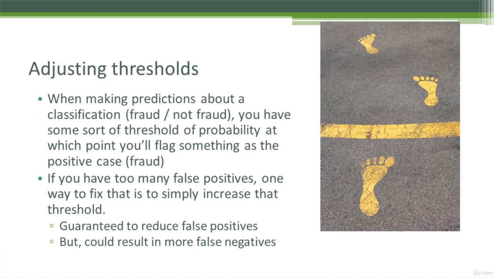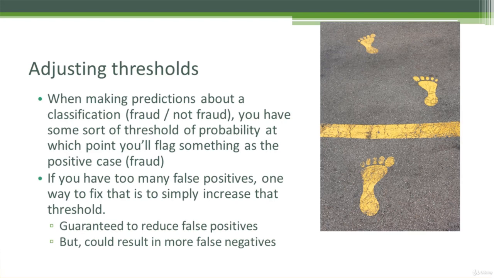A simpler approach, too, is just adjusting the thresholds when you're actually making inferences and applying your model to the data that you have. When you're making predictions for a classification, say fraud or not fraud, you're going to have some sort of threshold of probability at which you say, okay, this is probably fraud. Most machine learning models don't just output fraud or not fraud. It will give you some sort of probability that it's fraud or not fraud. And you have to choose a threshold of probability at which you say, okay, this is probably fraud.